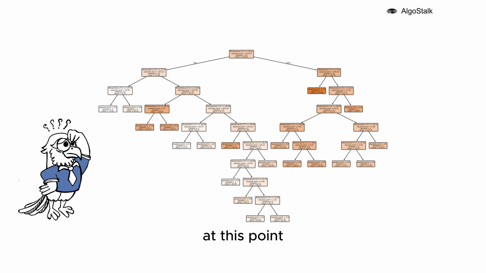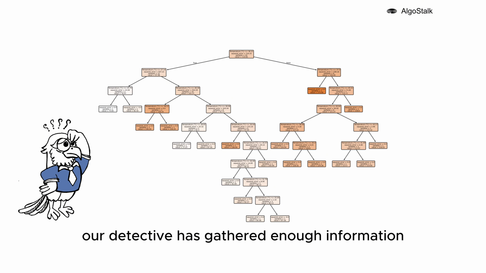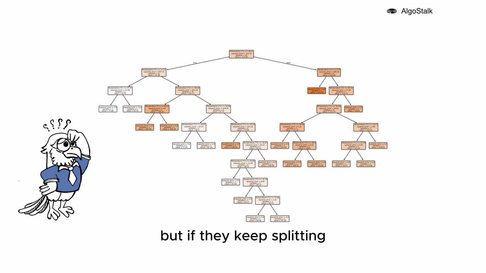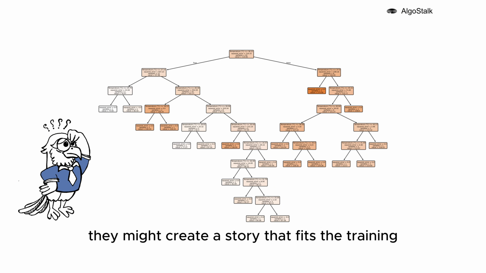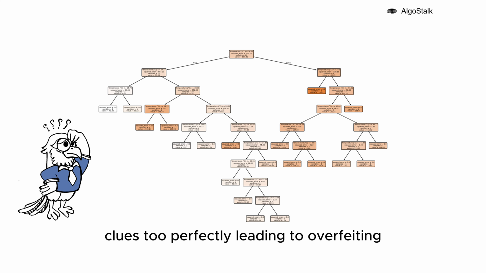At this point, our detective has gathered enough information. But if they keep splitting, they might create a story that fits the training clues too perfectly, leading to overfitting, where the model struggles with new data.